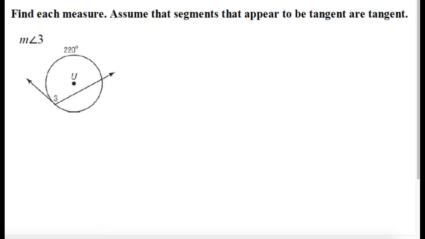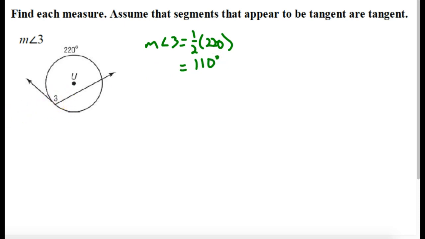All right. On this one then, we are just finding the measure of angle 3. Since my point of intersection here is on the circle, angle 3 is just 1/2 of the intercepted arc, so 1/2 of 220 will be equal to 110 degrees. So angle 3 here would be 110.